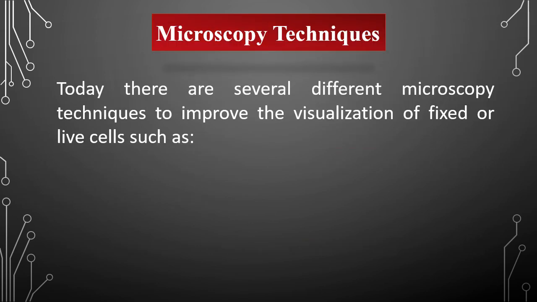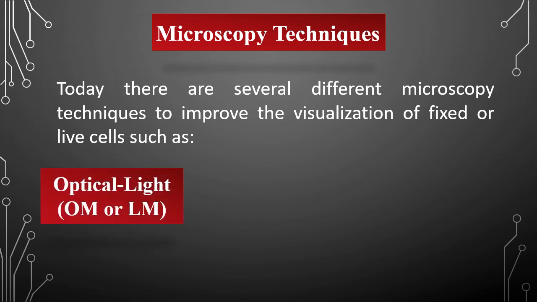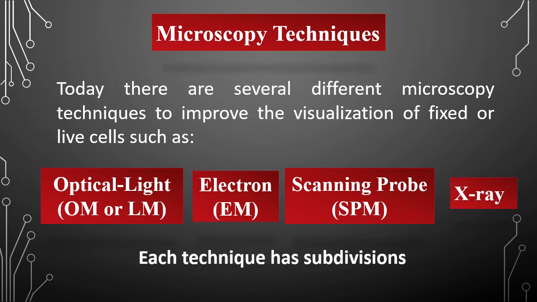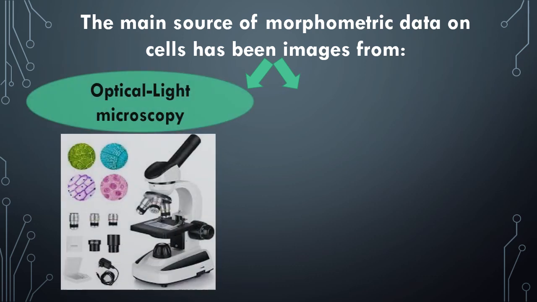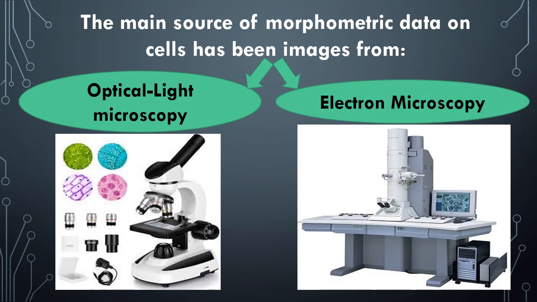Today there are several different microscopy techniques to improve the visualization of fixed or live cells, such as optical light microscopy, electron microscopy, scanning probe microscopy, and X-ray microscopy. In addition, each technique has subdivisions. The main source of morphometric data on cells has been images from optical, or what we call light, microscopy, and also from electron microscopy.